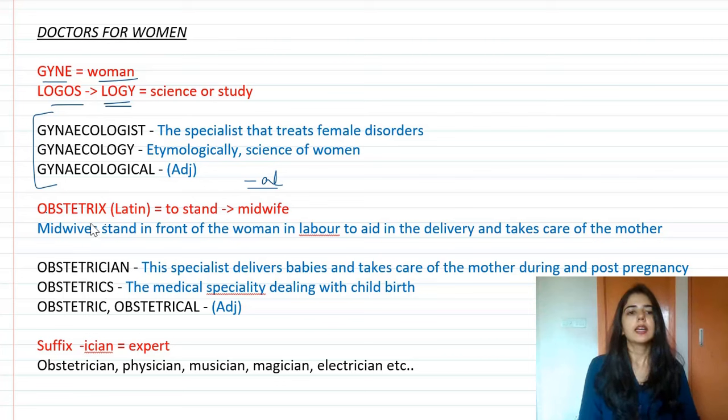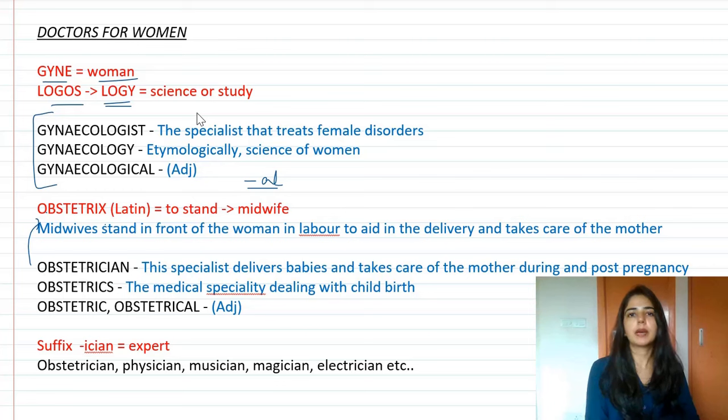Now moving on, obstetrics. It is a root word from Latin, which means to stand. Earlier, midwives used to stand in front of the woman in labor to aid in the delivery and take care of the mother. So in modern times, an obstetrician, from obstetrics, is the specialist who delivers babies and takes care of the mother during and post pregnancy. The doctor who helps in the delivery of a baby and takes care of the mother during and post pregnancy is known as an obstetrician, whereas a gynecologist can treat a female disorder whether or not she is pregnant or delivering a baby.